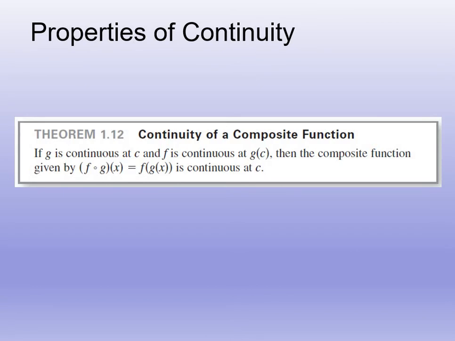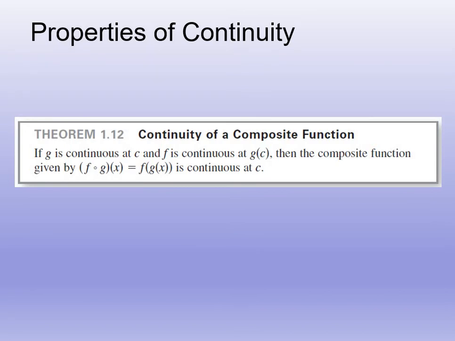All right, so moving forward, we've got Theorem 1.2. We're talking about continuity of a composite function. So these are what we just looked at, okay? If g is continuous at c and f is continuous at g of c, then the composite function given by f of g of x, okay, remember that terminology, f of g of x, is continuous at c as well.